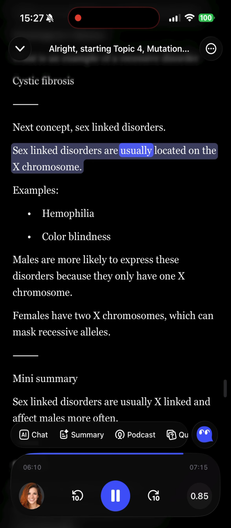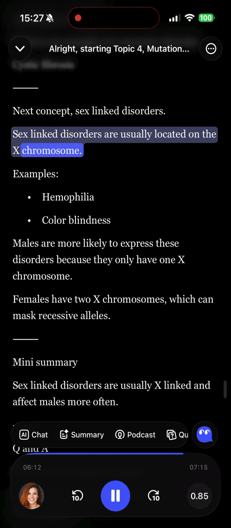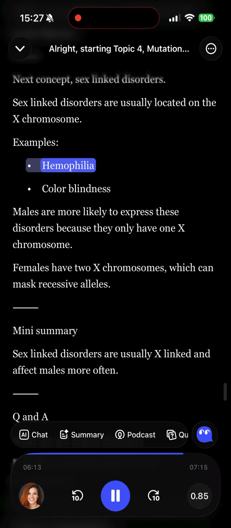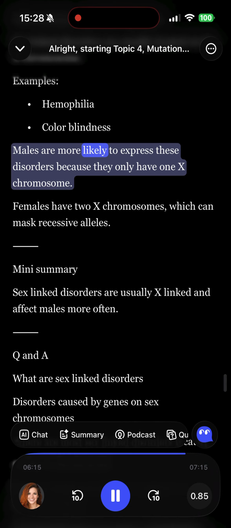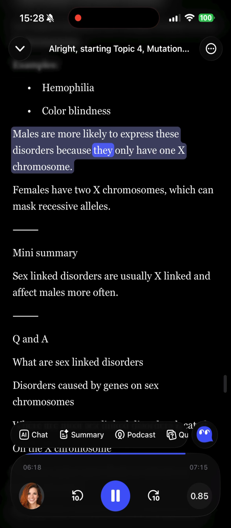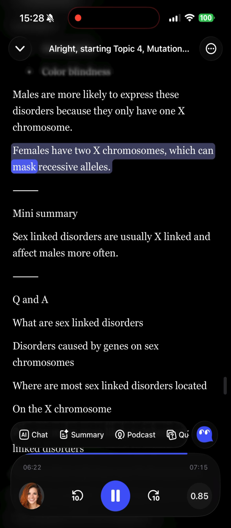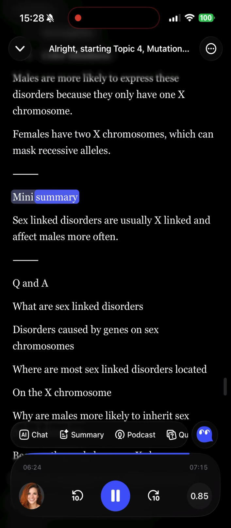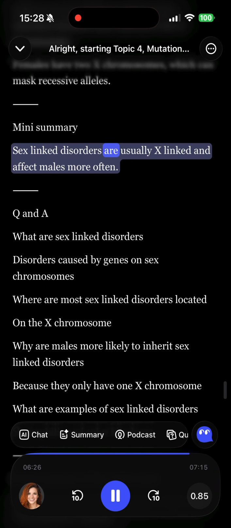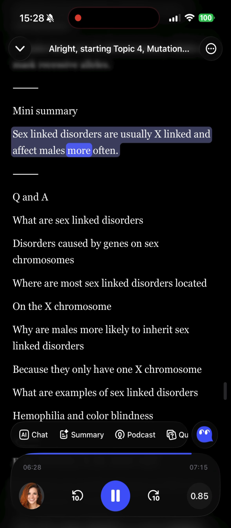Next concept, sex-linked disorders. Sex-linked disorders are usually located on the X chromosome. Examples, hemophilia, color blindness. Males are more likely to express these disorders because they only have 1 X chromosome. Females have 2 X chromosomes, which can mask recessive alleles. Mini summary. Sex-linked disorders are usually X-linked and affect males more often.